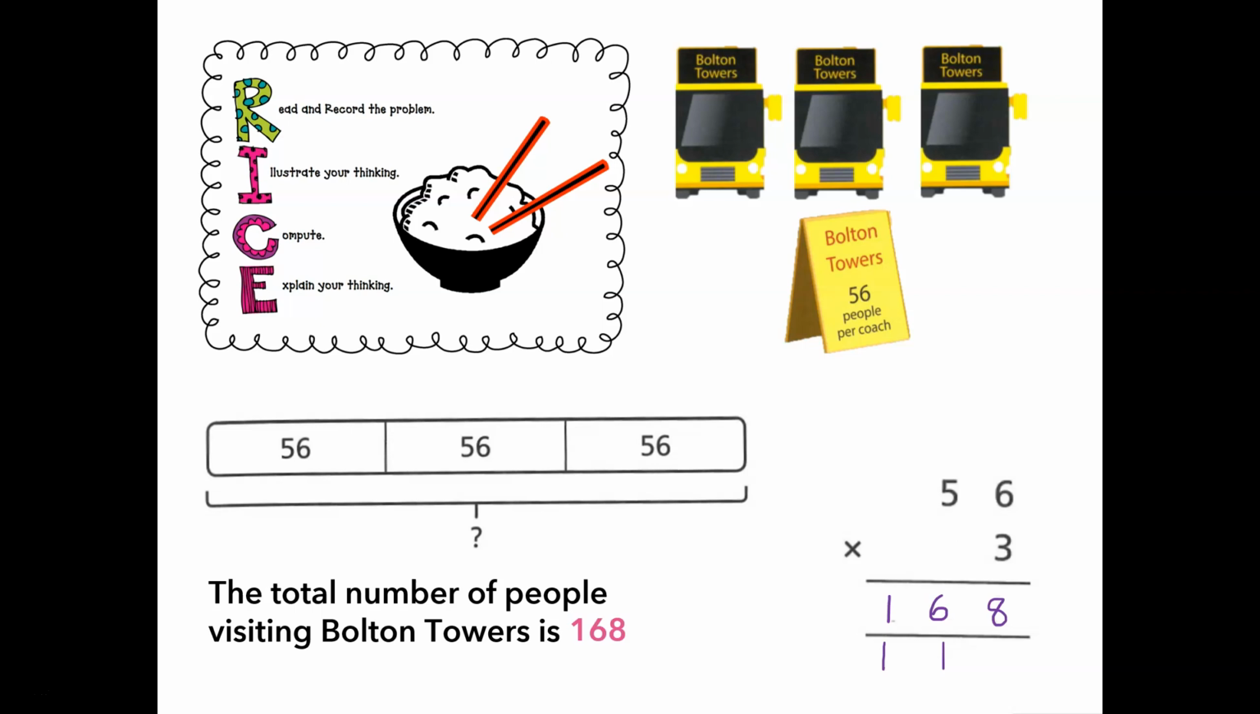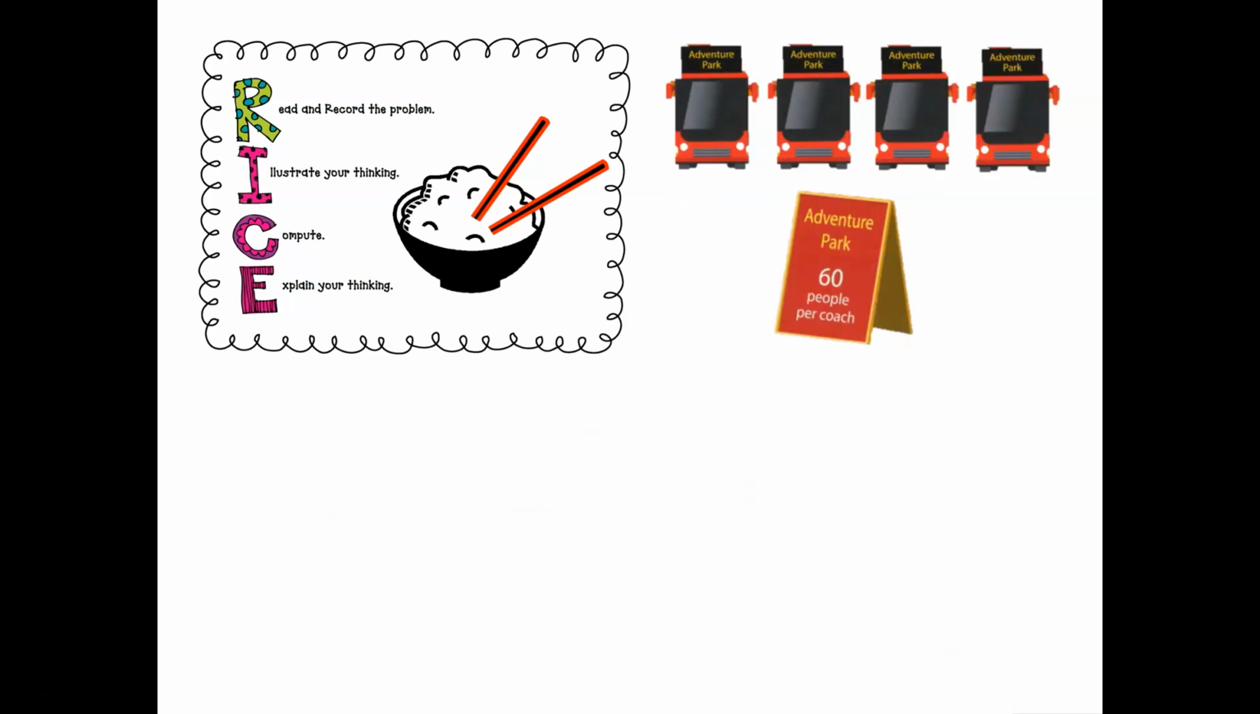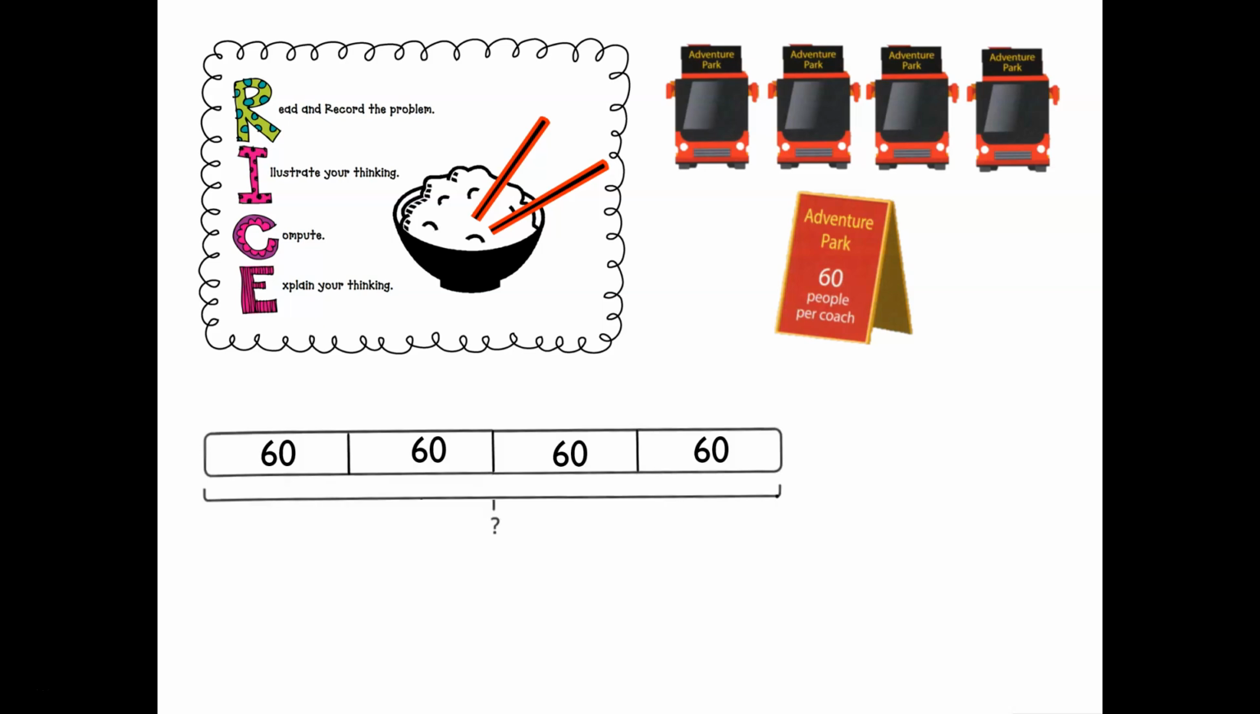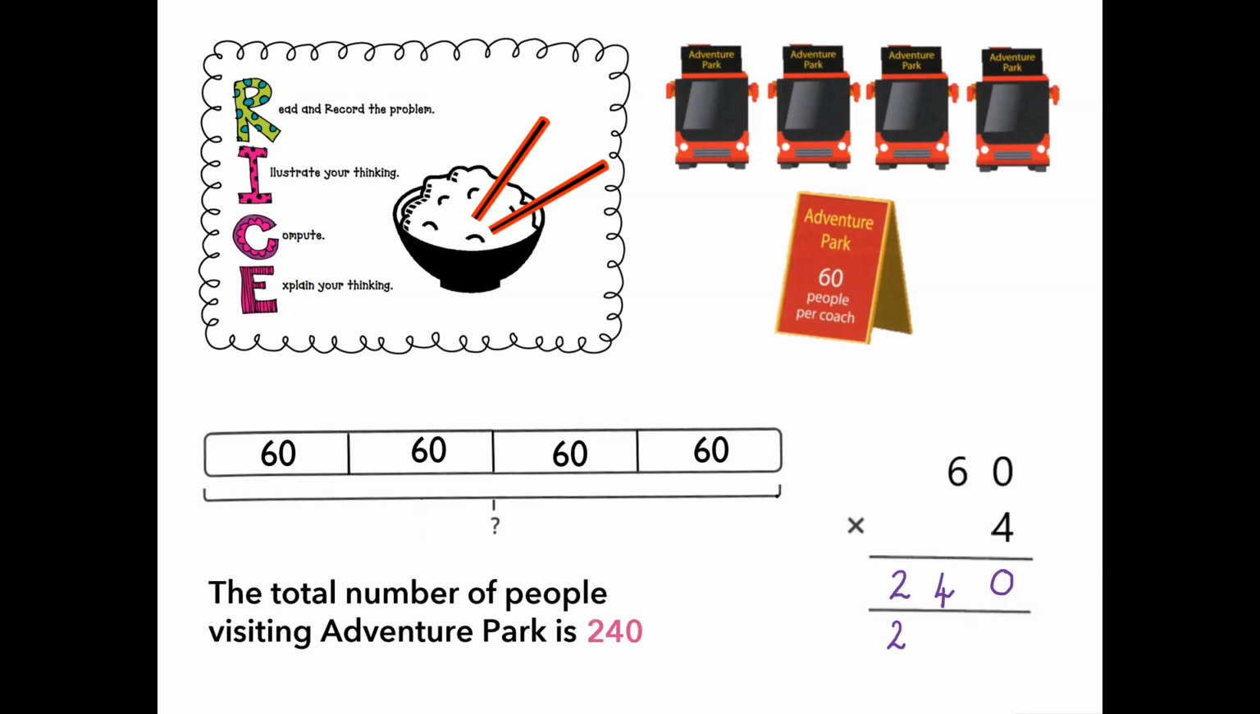We're not finished with the problem though. There were also 4 buses going to Adventure Park and 60 people fit on each bus. I'm going to illustrate this using a bar model again. Now I can multiply. 60 times 4. Starting with my ones, 0 times 4 is 0. 6 times 4 is 24, so I need to exchange. I'm finished multiplying, so I'll pop the 200s into my answer. The total number of people visiting Adventure Park is 240.